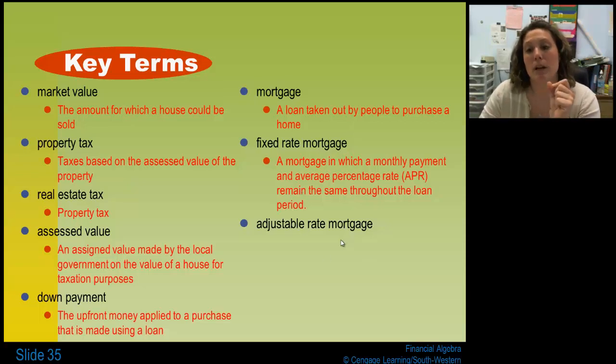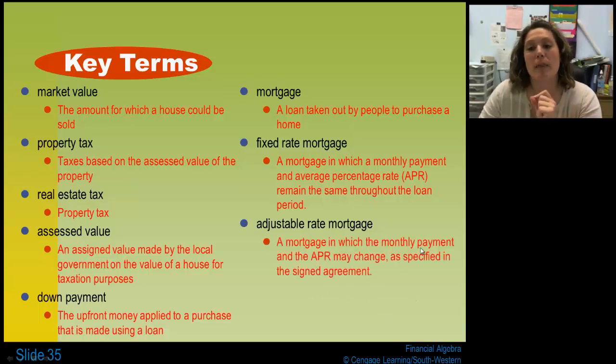The adjustable rate mortgage, also known as an ARM, that's how they abbreviate it. You will see that again. You will need to know this definition again. It's a mortgage in which the monthly payment and the APR may change as specified in the signed agreement. So based on what the market is doing and the economy, your percentage rate will change.